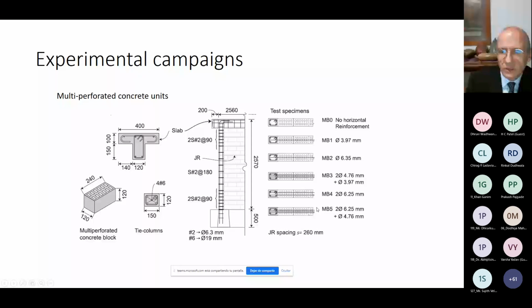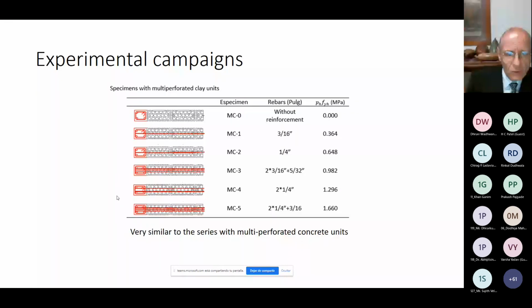Here are the bars that we used. Very simple. The units were multi-perforated concrete units. We did very similar experiments with different units. These were machine-made clay multi-perforated units, with very similar amounts of reinforcement. So a total of 12 walls were tested.